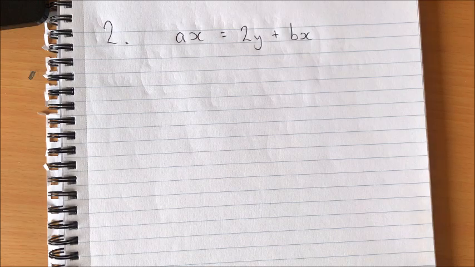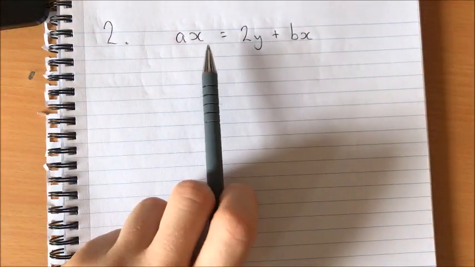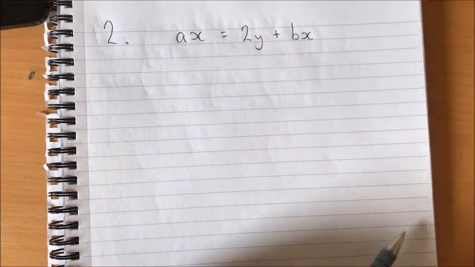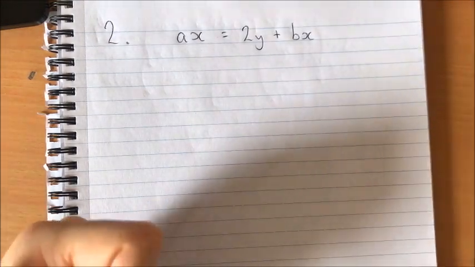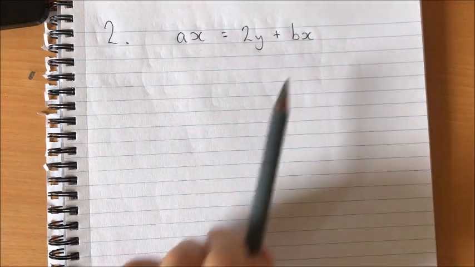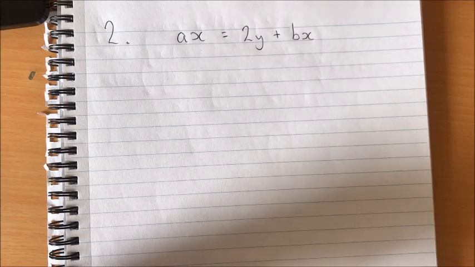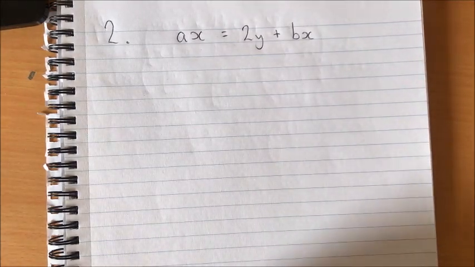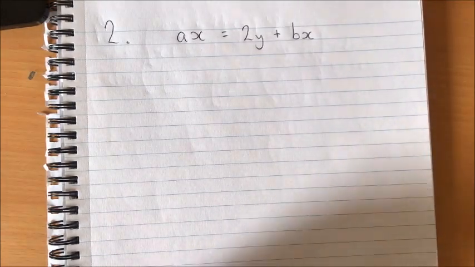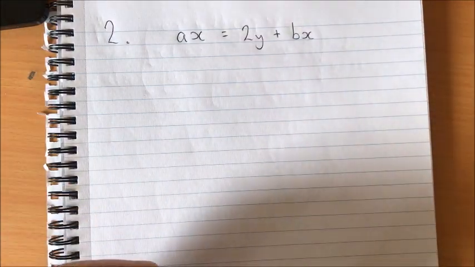Question 2. Alright, this one's a little bit more tricky. Okay, at the moment, there are x's on both sides of my equation, but I want to make x the subject. Ultimately, I just want x equals something. So I can't have x's on both sides of my equation, so I need to sort that out. Can you think of a step so that I can make it so there are only x's on one side of my equation?